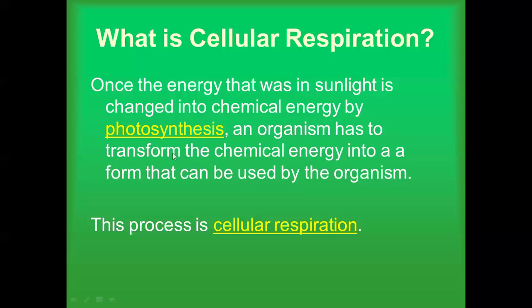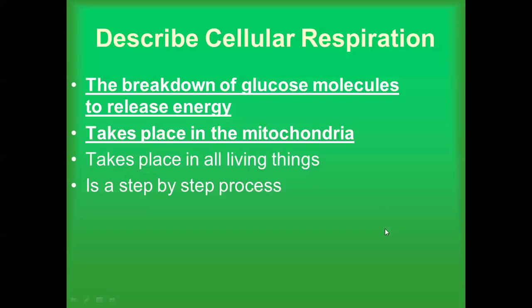Okay. Once the energy that was in sunlight is changed into chemical energy by photosynthesis, an organism has to transform the chemical energy into a form that can be used by the organism. Okay, and that process is cellular respiration. Okay, so describing it, you would say that it is the breakdown of glucose molecules to release energy. So we're taking the simple sugar and we're breaking it down.